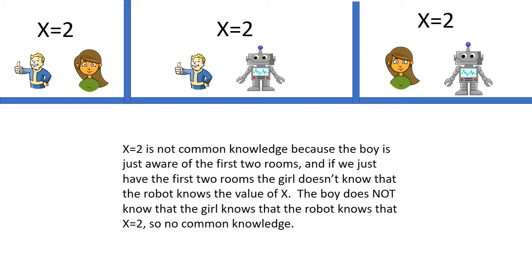And that's why the girl knows that the robot knows that x equals 2, but the boy doesn't know that the girl knows that. So again, from the boy's viewpoint, he can only be sure of the first 2 rooms. And if the boy thinks, well, if it's only the first 2 rooms, the girl's only aware of the first room, well, that's not enough to establish that the robot knows that x equals 2. So the boy doesn't know that the girl knows that the robot knows that x equals 2, so no common knowledge. And again, if you're confused, this is supposed to be confusing if you haven't seen the idea of common knowledge before, if you haven't thought about it a lot.